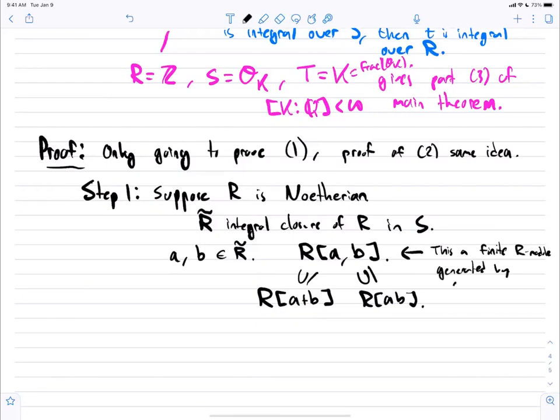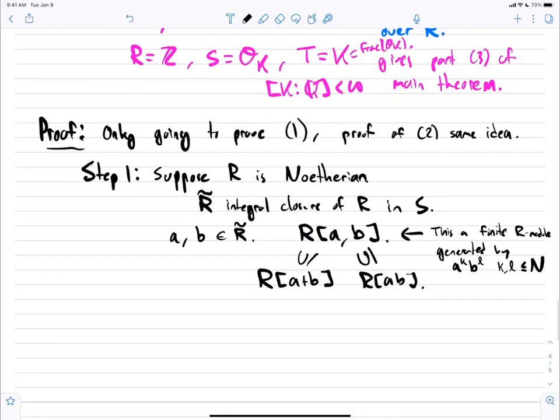Sort of A to the K times B to the L, where K and L are both less than or equal to some sufficiently large number N. You can take this N to be the bigger of the degrees of some integral polynomials satisfied by either of these. Okay, so that's easy to see.